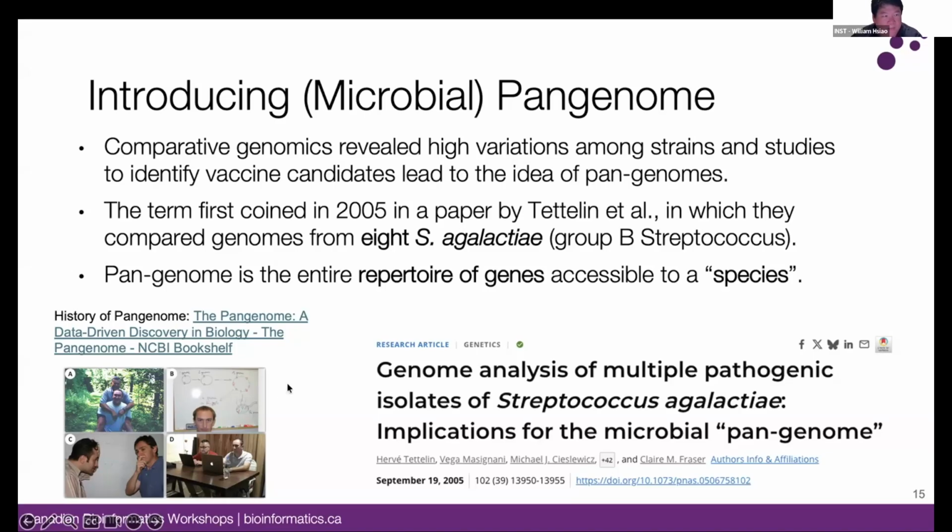And there's a recount of the pangenome development process in this article here that I linked and draw a lot of the material from. So it's a great read if you want to learn more about the development of microbial pangenome. So essentially, pangenome is defined as the entire repertoire of genes accessible to a species, right? So no longer looking at a single reference, but looking at a collection of organisms from a single species to form the collective pangenome.